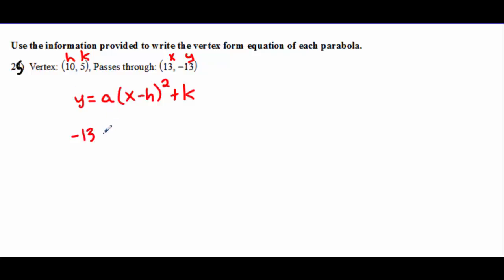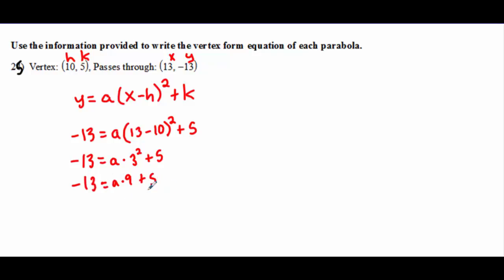Y is negative 13. We don't know what a is, and that's what we're going to try to find. X is 13. H is 10. K is 5. So I'm going to solve for a. And to do that, I have to do 13 minus 10, which is 3. So I'm doing 3 squared. 3 squared is 9.